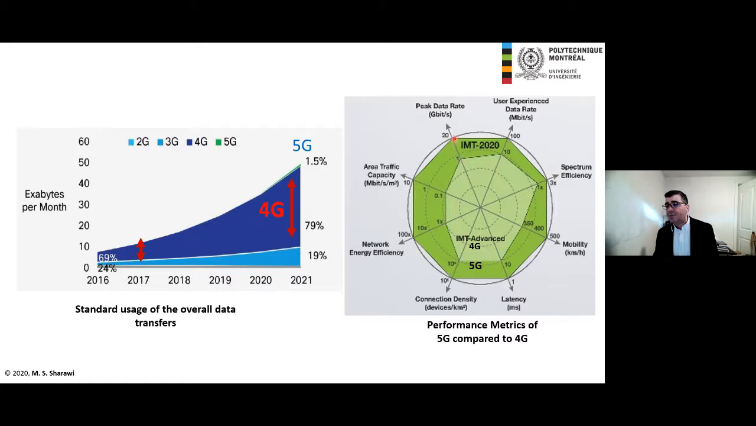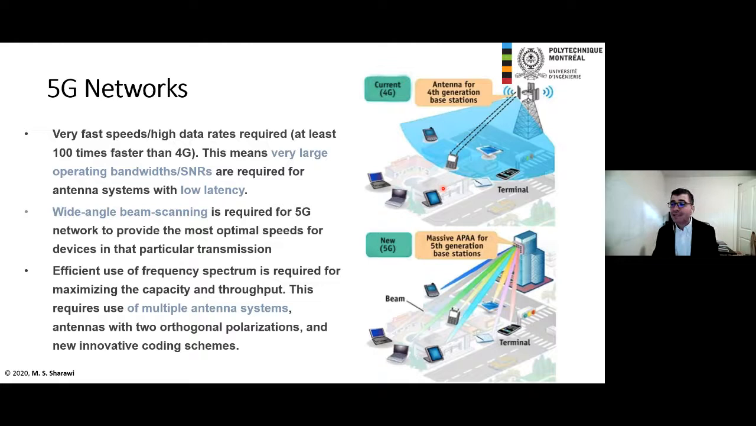So for example, when we talk about the peak data rates, we're talking about an average of 20 times increase. When we talk about the spectrum efficiency, about 3 times increase. When we talk about the mobility, we can go up to 500 kilometers per hour users. So very fast high-speed trains can actually be communicating with the network. When we talk about the latency, we're going 10 times faster, and so on and so forth. So on all aspects, we are seeing a tremendous improvement when we go from 4G to 5G. Not just that, when we look at the 5G network architecture, we will see a complete change in the network architecture.